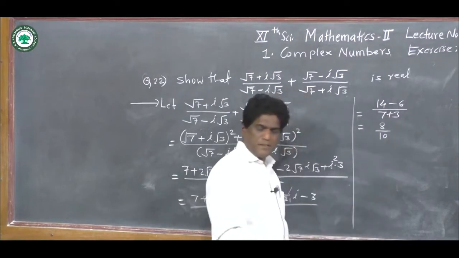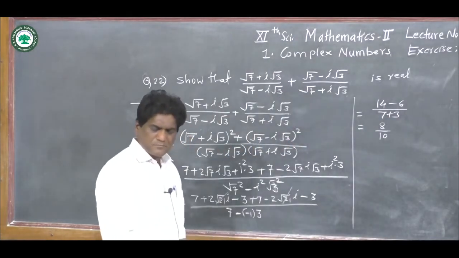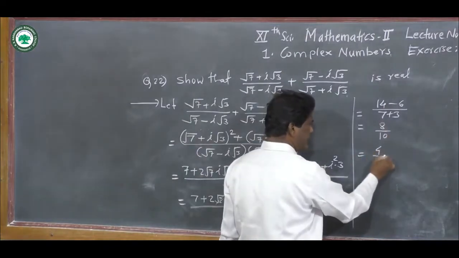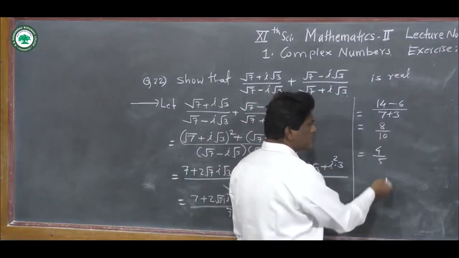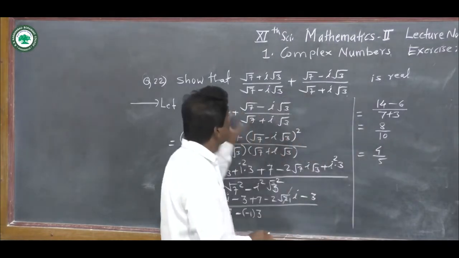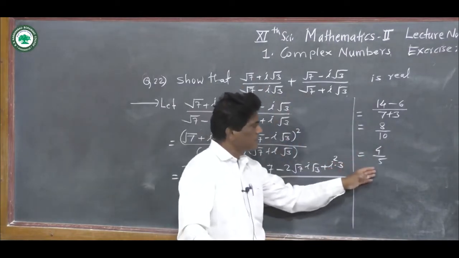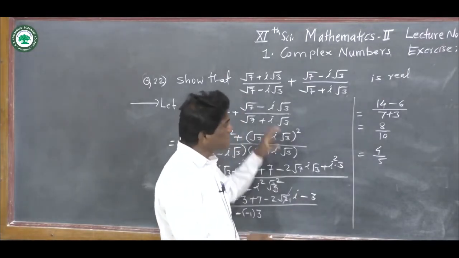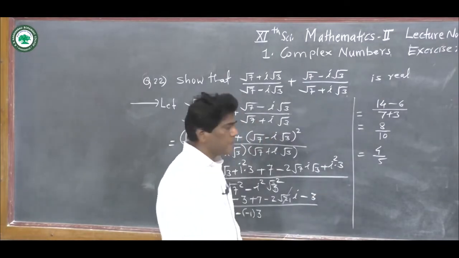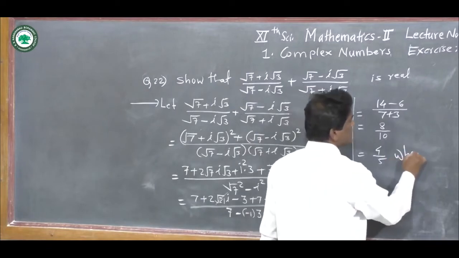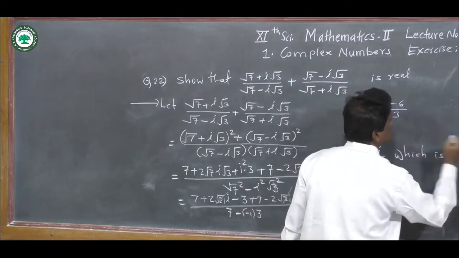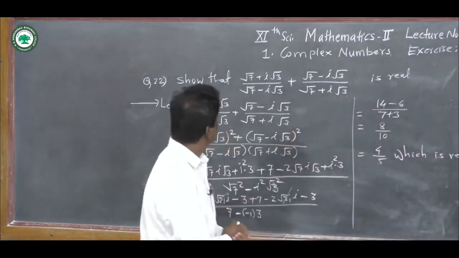7 plus 3, 10. So 8 divided by 10 we divide by 4. So 2 fours are 8 and 2 fives are 10. See, this is the answer of this addition. And now see here, there is no i, imaginary part is not present here, and therefore this is a real number, it is a real number. So we write here which is real number. This is the solution.